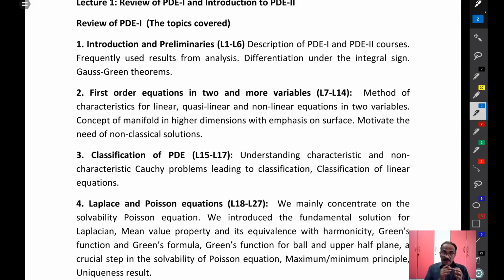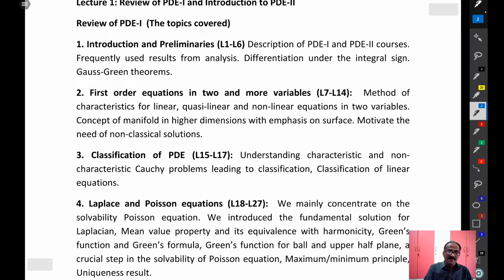In the process you also saw how non-classical solutions exist, especially when you dealt with the quasi-linear equations. You have seen the conservation laws, and in this course you will see more about the specialized first order equations, which we will slowly describe.